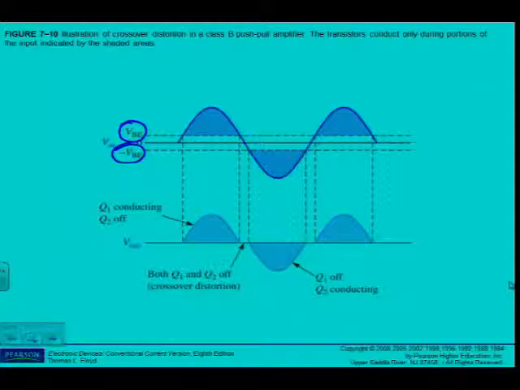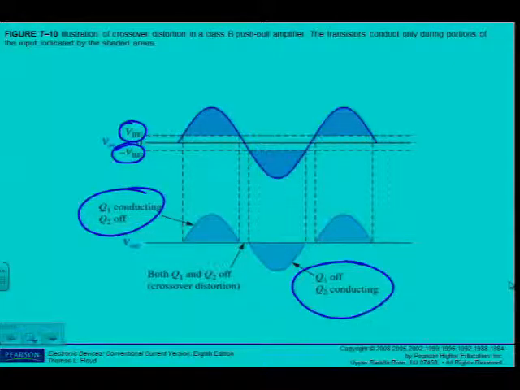You have to be able to draw this waveform, input and output waveform, with labeling. If you don't do the labeling, you also won't get all your marks. But here you can see the positive alternation, as we've seen in the circuit. Q1 is conducting, Q2 is off. Negative alternation, Q1 is off, but now Q2 is conducting.